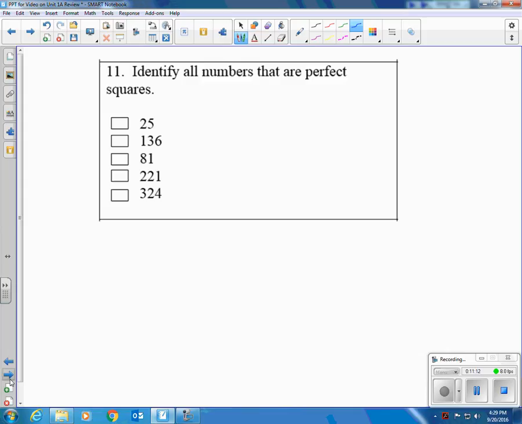Number 11 says to identify all the numbers that are perfect squares. Again, my best advice to you when you're trying to do this is I would actually make a perfect square chart. So I'm literally going to start with the number 1. 1 times 1 is 1. That means the square root of 1 is 1. The next one, 2 times 2 is 4. The square root of 4 is 2.